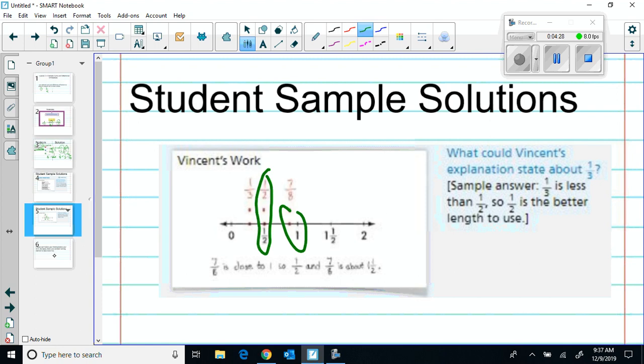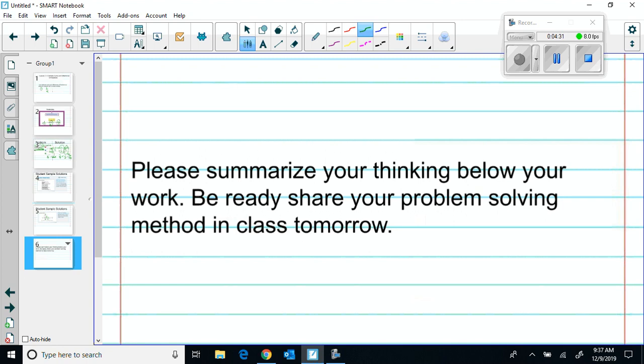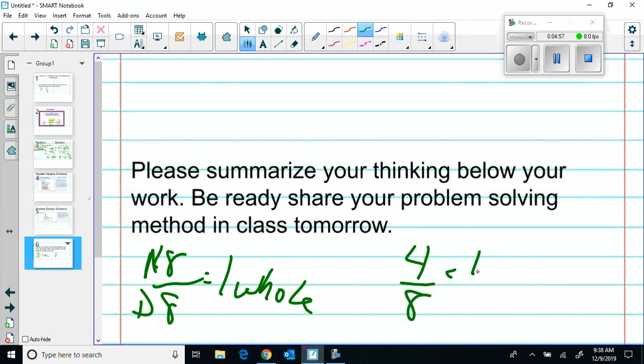Those would be the 2 we would want to go with. So go Vincent. Now I want you to summarize your thinking below. I want you to decide if you were using the fraction strips or just the number line with your benchmarks of 0, a half, and 1 to help you understand your problem. Also, when it comes to fractions, we need to understand that when the numerator and the denominator are the same, that's going to be equal to 1 whole. That helps you when you go into a benchmark fraction. So 4/8 is equivalent to a half, and 8/8 is equivalent to 1 whole.